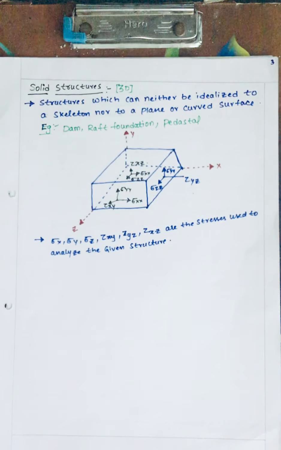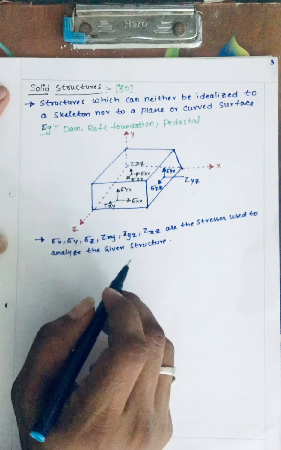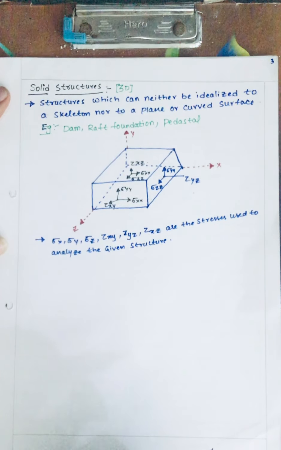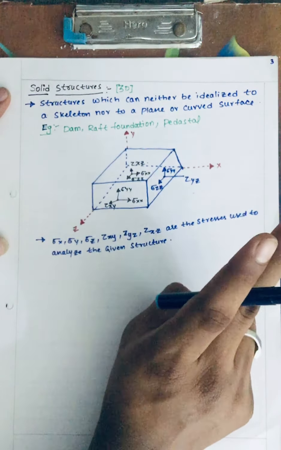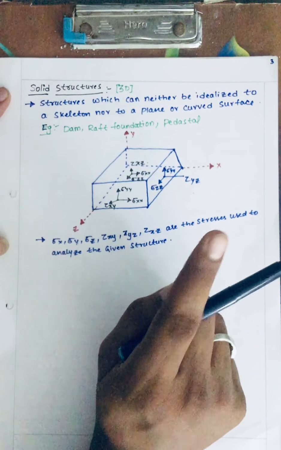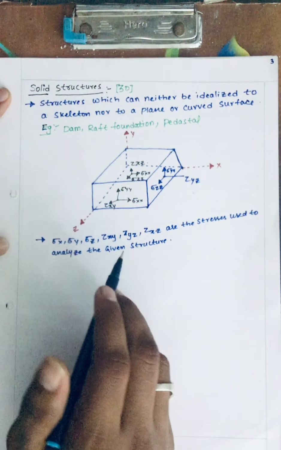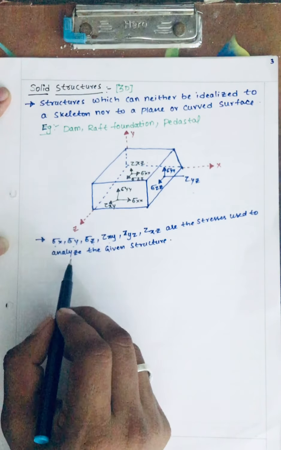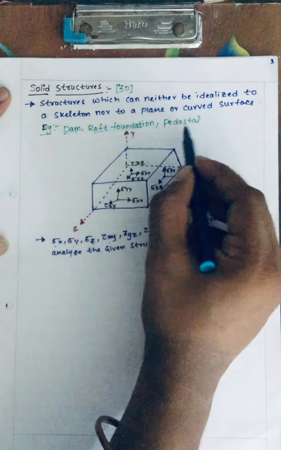The next type is solid structures. A solid structure can neither be idealized to a skeletal structure nor to plane or curved surfaces. Examples are dams, raft foundations and pedestals. Here there will be 6 stresses generated. Along each plane there will be 3 stresses: 2 normal stresses and 1 shear stress. If you consolidate it, we will have 6 stresses: sigma x, sigma y, sigma z, tau xy, tau yz, tau xz, which are the stresses used to analyze the given structures, in solid structures like dams, raft foundations, pedestals.